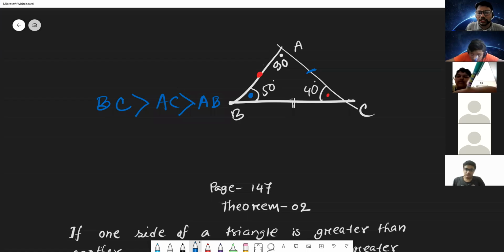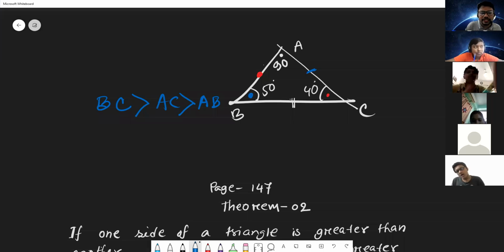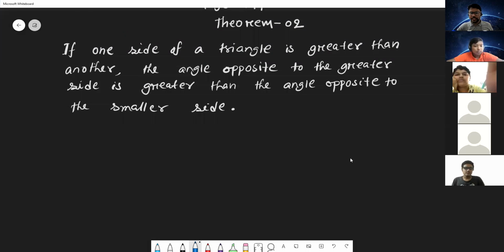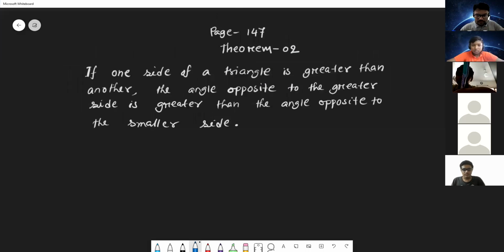So this is actually the keyword of the theorem. We could prove that if the angle is greater, then its opposite side will be greater. And when the side is greater, then the angle will be greater. Our requirement here is: side is greater, then we prove the angle is greater. Okay, so now draw a triangle properly. Please use a scale and draw a triangle here.